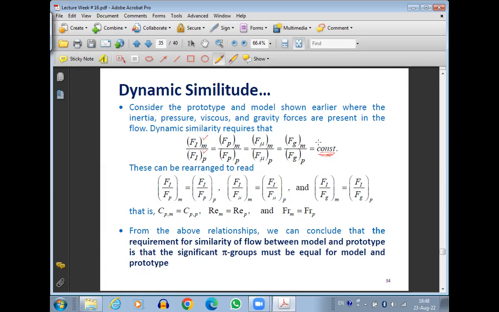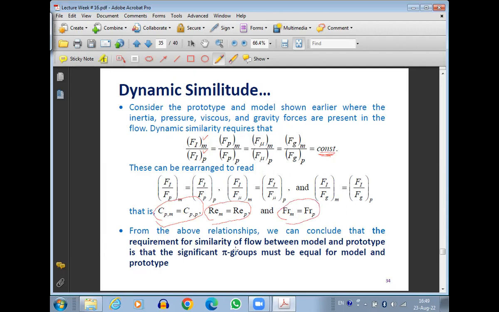Now, since we know that certain dimensionless parameters are basically the ratio of two forces, we can rearrange this equation. That means the inertia force by pressure force for the model should be the same as the inertia force by pressure force for the prototype. That means the pressure coefficient for the model and the pressure coefficient for the prototype should be the same. Similarly, the Reynolds number for the model and the Reynolds number for the prototype should be the same. And the Froude number for the model and the Froude number for the prototype should be the same.